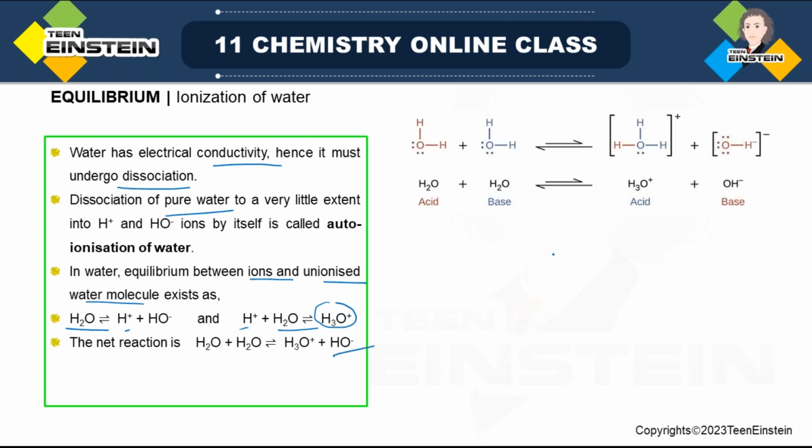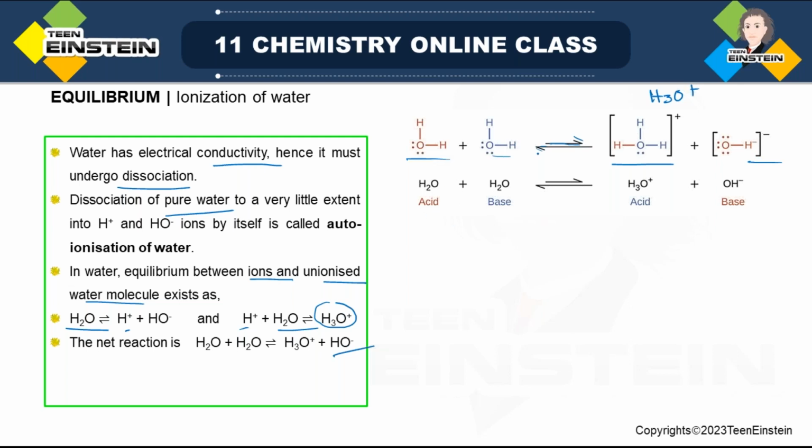Look at this arrow. This is shorter, this is longer. So it proves that the equilibrium will mostly remain on the left-hand side. So this is a hydronium ion, H3O+. This is the hydroxide ion, HO-.